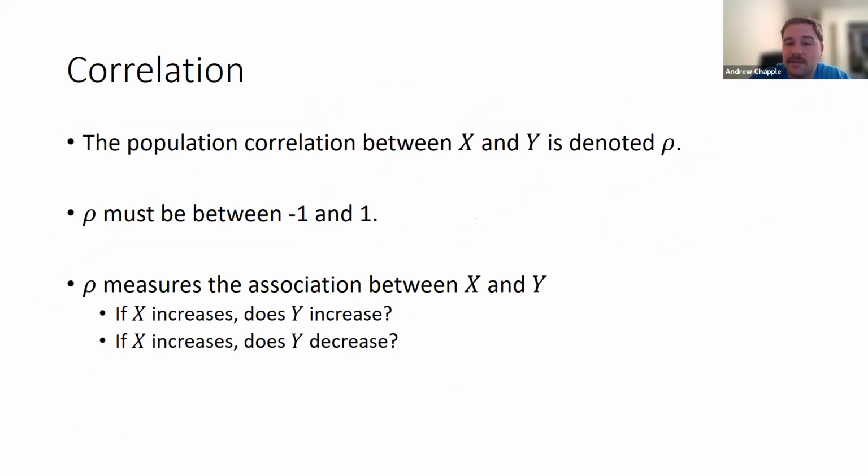If x increases, does y decrease? If x increases, does y stay the same? If it stays the same, then that indicates no correlation, so 0 correlation. So here, negative correlation doesn't necessarily mean that variables are not correlated. It just means that they're correlated in a negative direction. Increasing one value decreases the other.